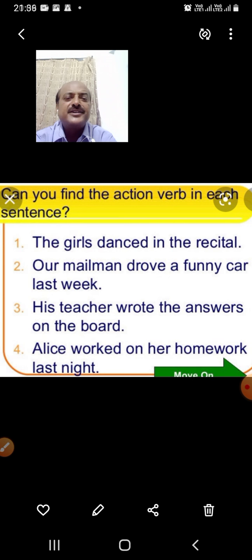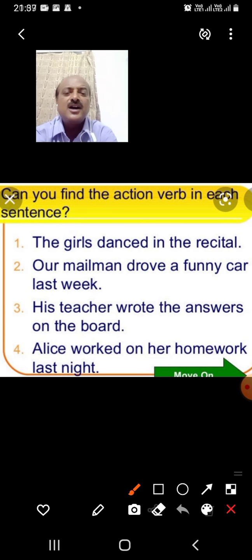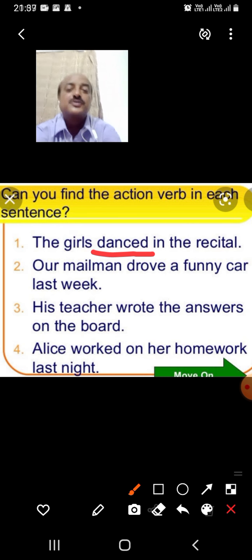Now, can you find the action verb in each sentence? Students, only four examples are given. Let us see which is the action word in these. The girls danced in the recital. What did the girls do? What action is being done by the girls? Girls danced. So, dance is an action word. This is the verb that shows some action is being done by the girls.